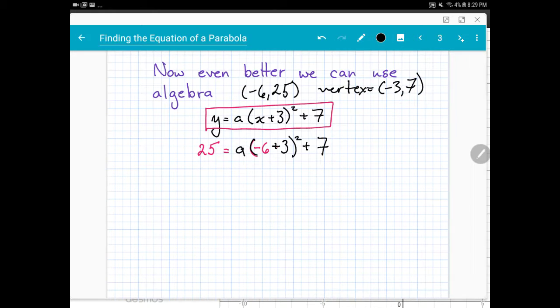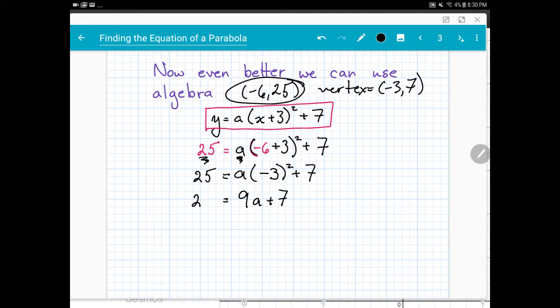Well, it forces one value for a. Only one value will make this true. If you put in 100 here, it won't give you 25 out here. But we're trying to tell it that it has to give you 25. So now we just use algebra to try to figure out what a would have to be. So we get 25 is equal to a(minus 3 squared) plus 7. We're just following BEDMAS there. We'll square that, and we get 9a plus 7 equals 25.